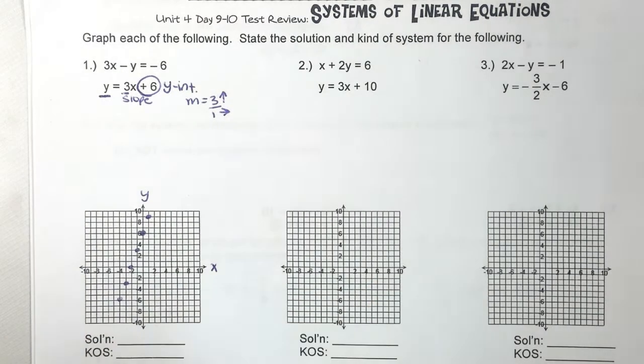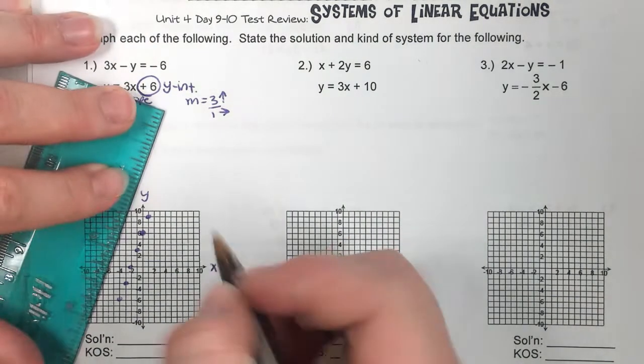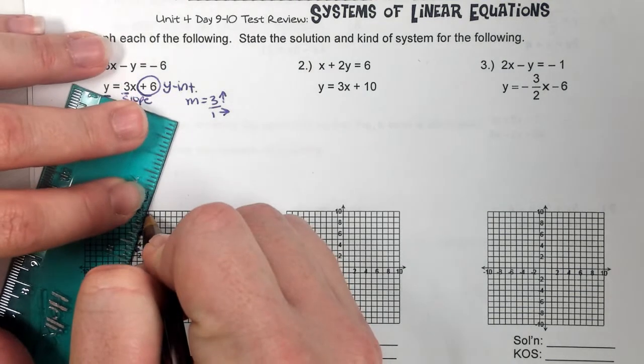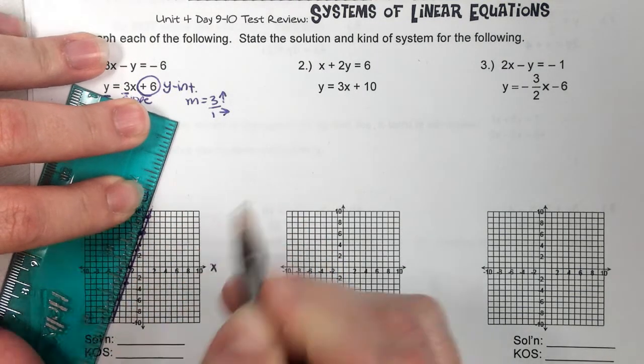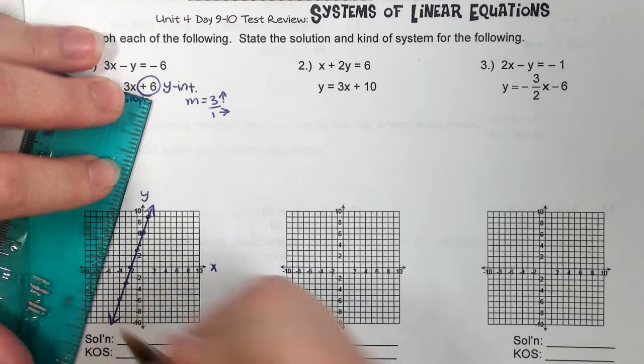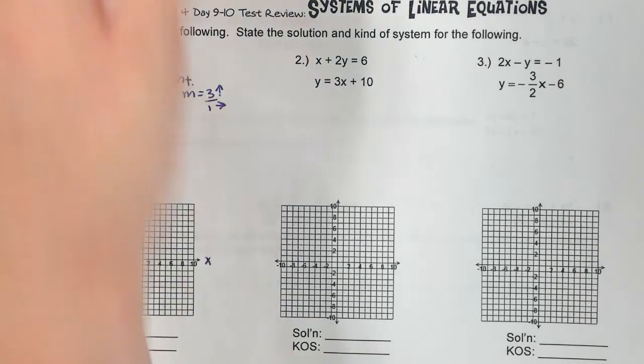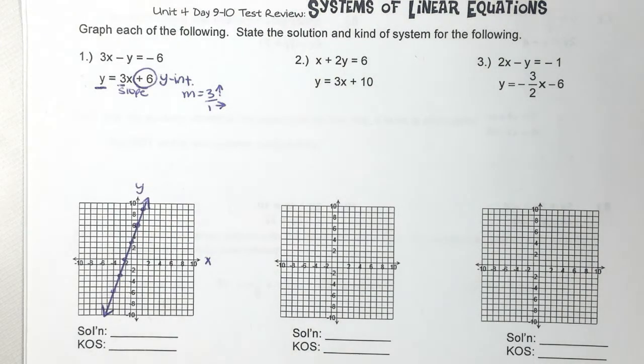Okay, and go most of the way across, especially on your first equation. And y'all, if you don't draw your lines on the test, I will take off points. It doesn't have to be a perfect line. I know I just used a ruler. You don't have to use a ruler. You just have to draw a line.